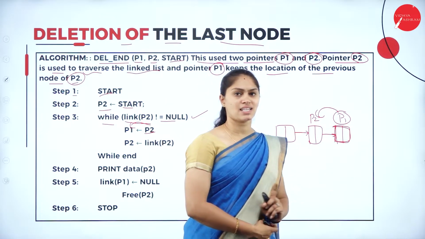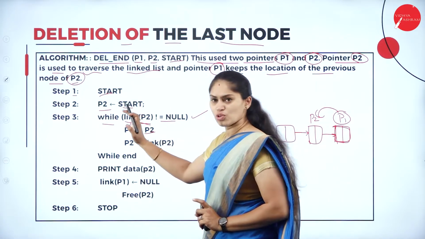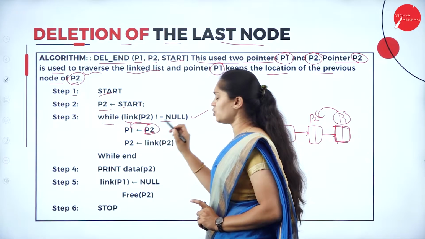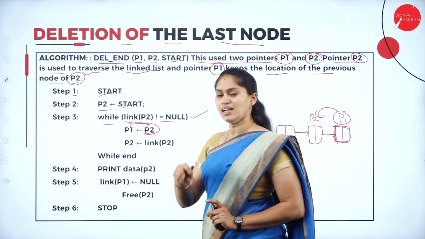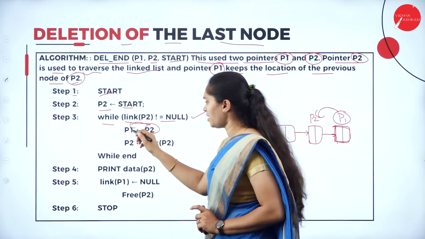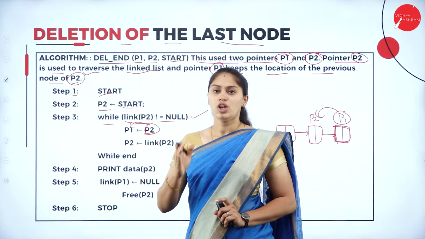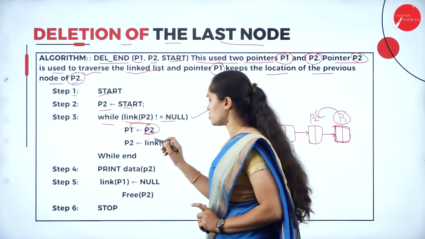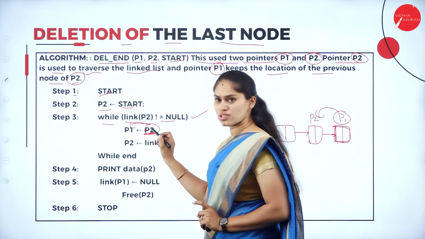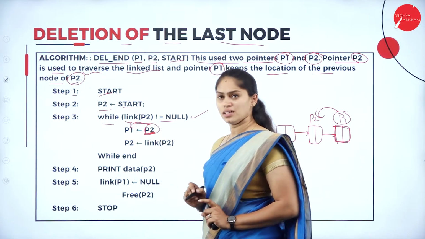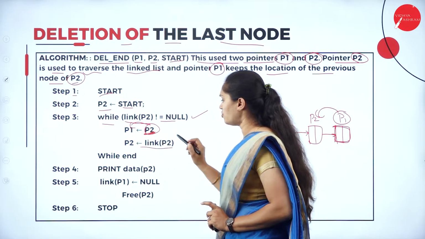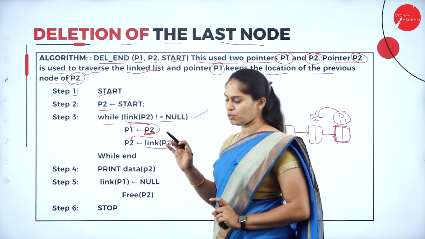So always assignment will be from RHS to LHS. So here P2 is having the address of a particular node of a linked list. This P1 is going to hold the address of P2. That means it specifies the location of a previous node. So here P2's location will be copied to P1. Then link of P2 will be there in P2 itself.